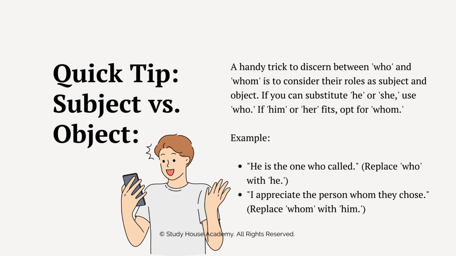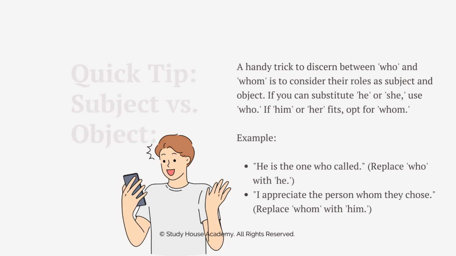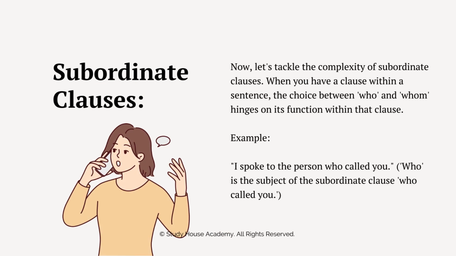Quick tip, subject versus object. A handy trick to discern between who and whom is to consider their roles as subject and object. If you can substitute he or she, use who. If him or her fits, opt for whom. Example: He is the one who called. Replace who with he. I appreciate the person whom they chose. Replace whom with him.